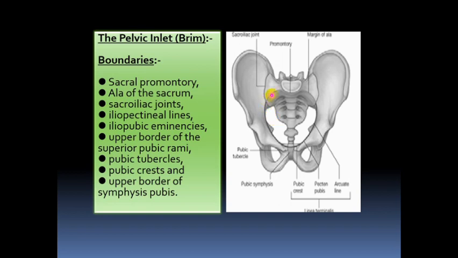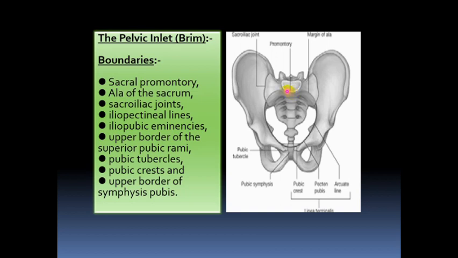The boundaries of the pelvic inlet can be imagined as a line. We can consider them as an imaginary plane or a line. The boundaries start with the promontory of the sacrum. The promontory of the sacrum is a prominence present on the anterior surface of the first sacral vertebra. This is the promontory of the sacrum.